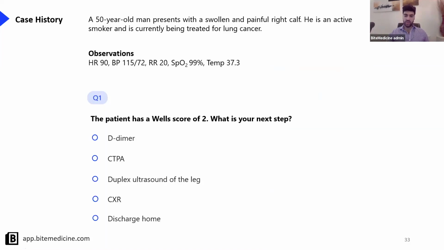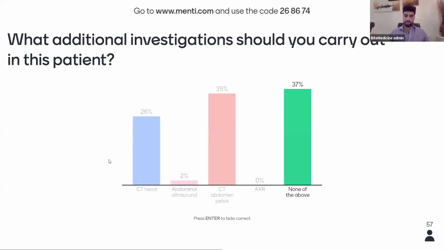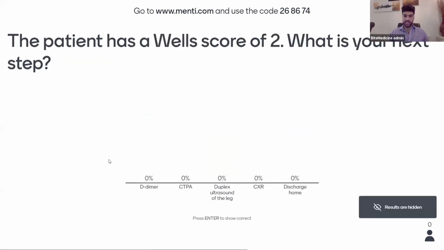So the patient has a Wells score of 2. What is your next step? If this patient had a Wells score of 2, what are you going to do next? D-dimer, CTPA, duplex ultrasound, chest X-ray, or discharge them home.